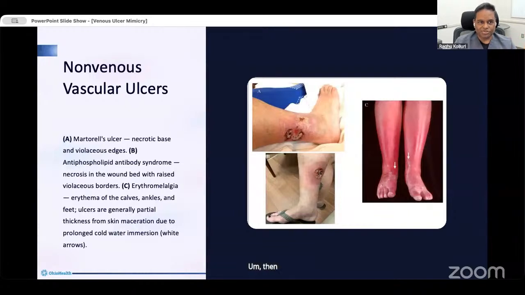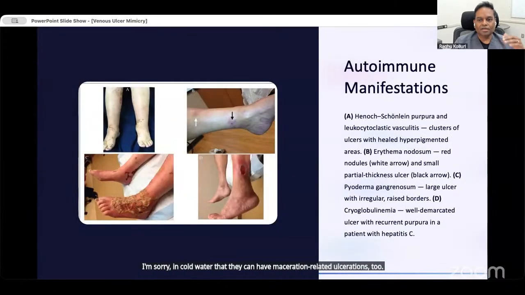Then non-venous ulcers, these are hypertensive ulcers, Martorell's ulcer, which generally comes in as a potential small saphenous vein ablation because of the location. APLA, this is an example of APLA. They were right there. It was referred to me as a venous ulcer. It's not. Those with erythromelalgia soak their feet so much in cold water that they can have maceration-related ulcerations too. Then Henoch-Schönlein purpura, all these other autoimmune manifestations, erythema nodosum, as you can see, that can ulcerate.